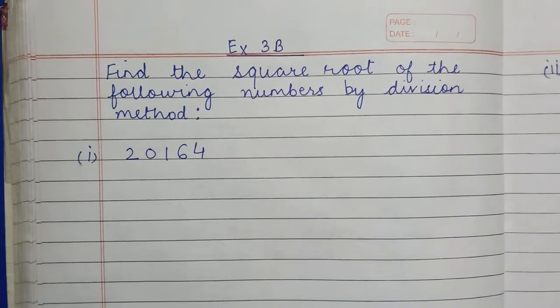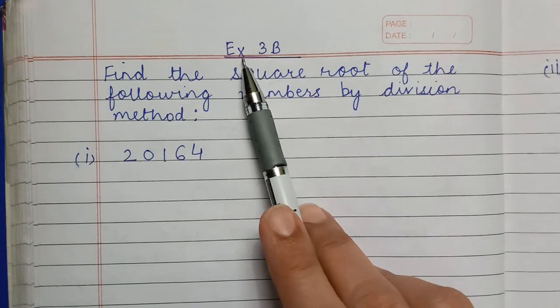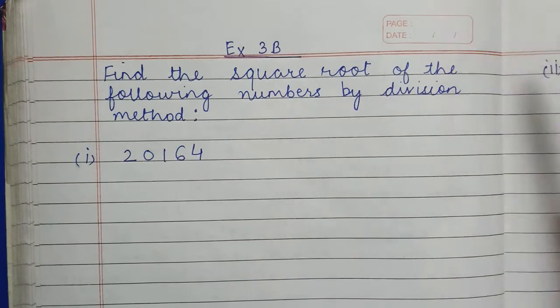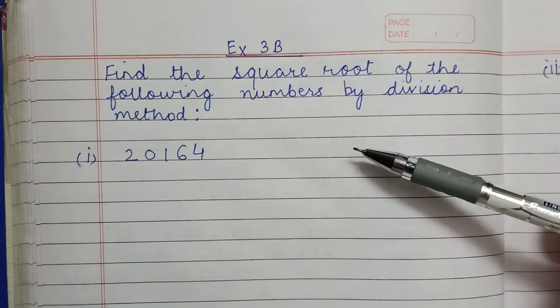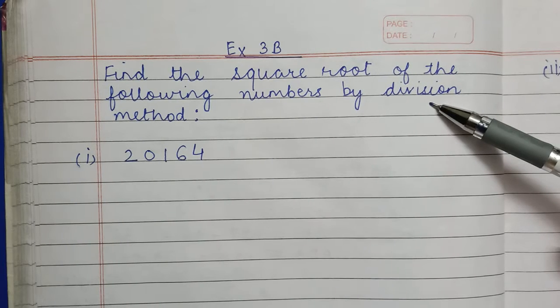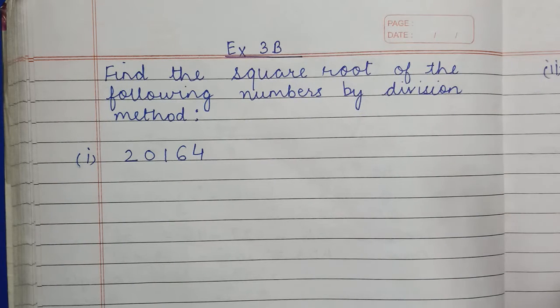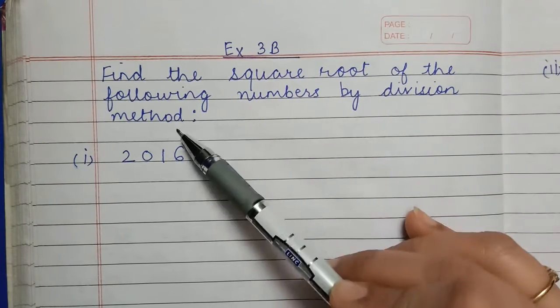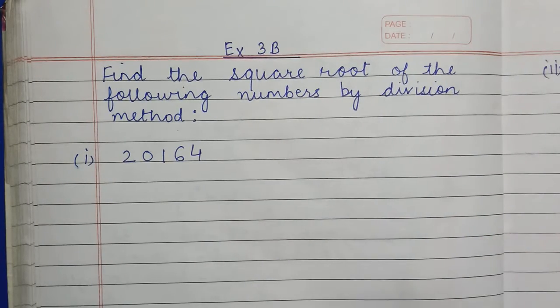Yes, children, we are going to start today's next exercise, exercise 3B, in which we will learn how to find the square root of a number by the long division method. In the first exercise, I told you that we can find the square root of a number by the prime factorization method. Now, here we are applying the division method, or it can be called the long division method.